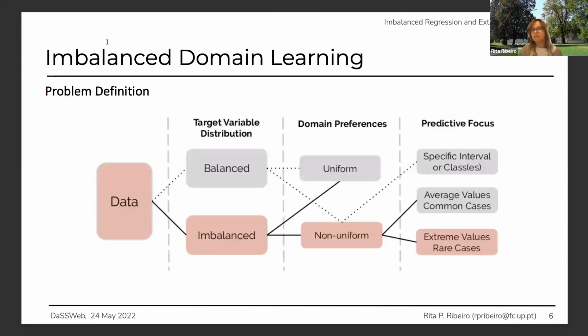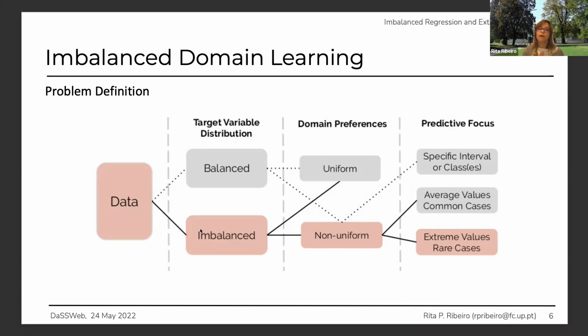So where are we at? Basically, we have three main aspects that we can say define an imbalanced domain learning problem. If we look at the target variable distribution, we would say that, okay, we have an imbalanced target variable distribution. Regarding the domain preferences, they are not uniform, so it's not equally relevant for all the instances.